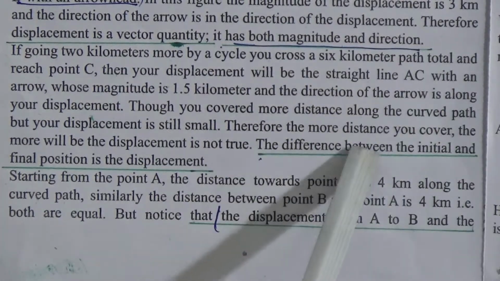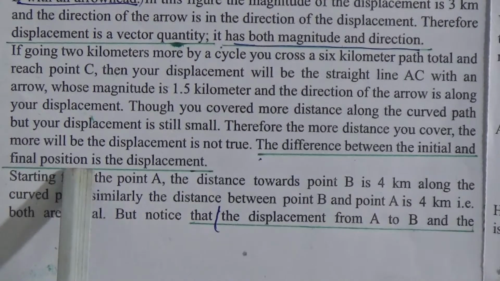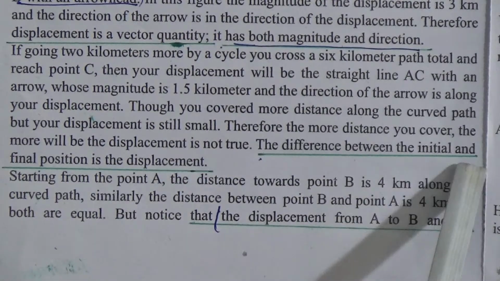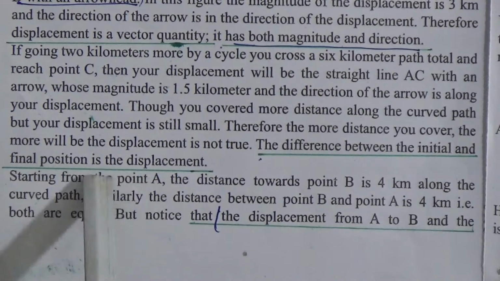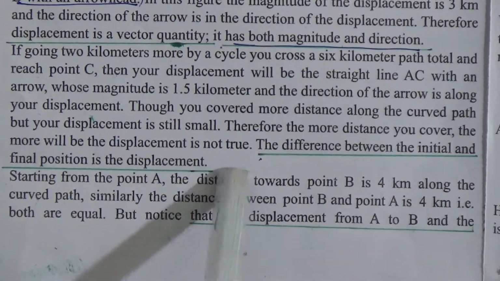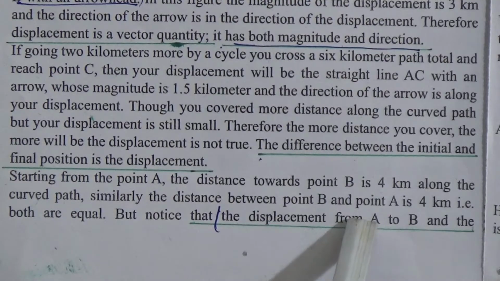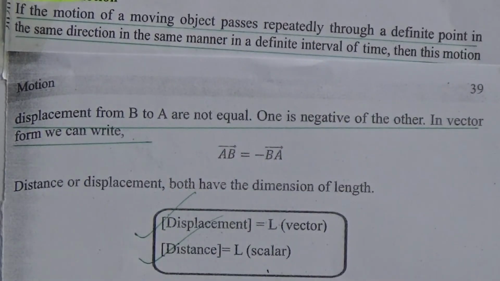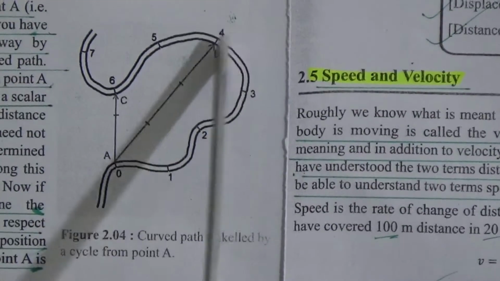The difference between the initial and final position is the displacement. Now the displacement from A to B and the displacement from B to A are not equal. That means this is point A, this is point B, and our displacement is this straight line path.